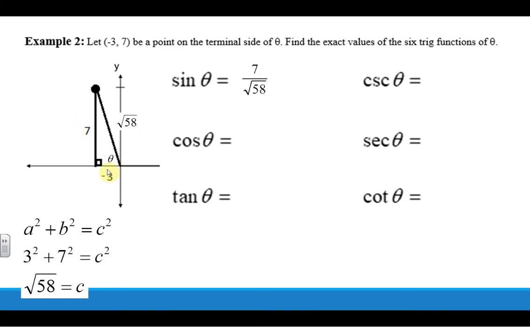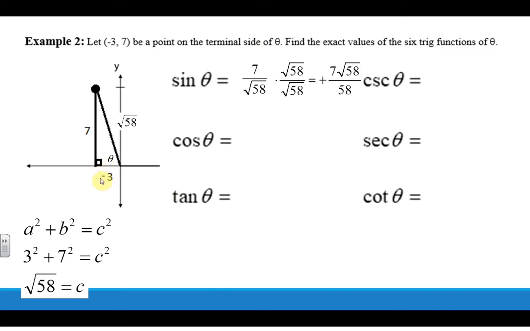So O and A, and this is H. So it's opposite over hypotenuse. We need to rationalize that. And I'm just emphasizing that, remember, sine is positive in the second quadrant, so that's why I put a plus, just to emphasize.